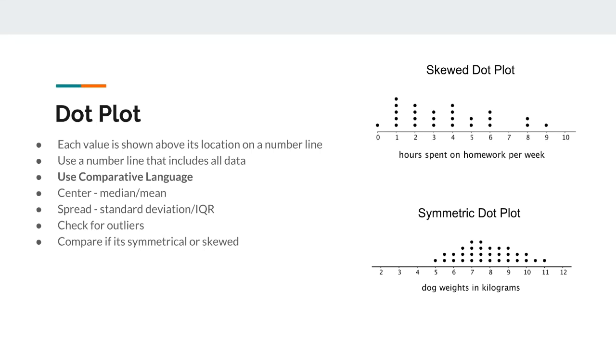In a dot plot, each value is shown above its location on a number line. We always use a number line that includes all the data. It is very important when comparing data to use comparative language such as greater than or less than. When doing a comparison of dot plots, we want to compare the center, which is the median or the mean, the spread, which is the standard deviation or interquartile range. We want to check for outliers on both plots and see the shape of both of the plots.